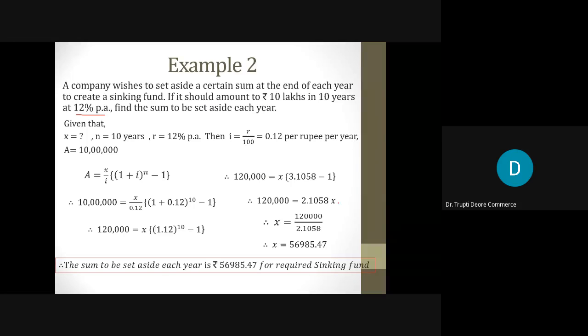You have to check out the steps. Did you find this value 3.1058? Yes, we have to subtract 1 from this, so 2.1058. It is here multiplied to x. So when we transfer it here, it is divided into 1,20,000. So 1,20,000 divided by 2.1058, then you will get this answer.